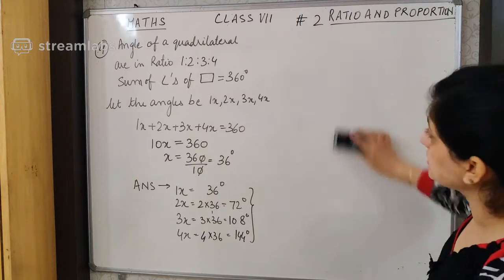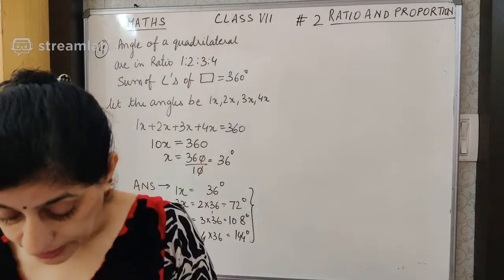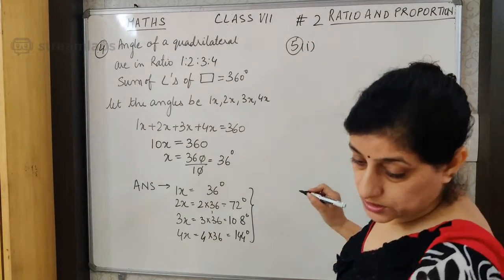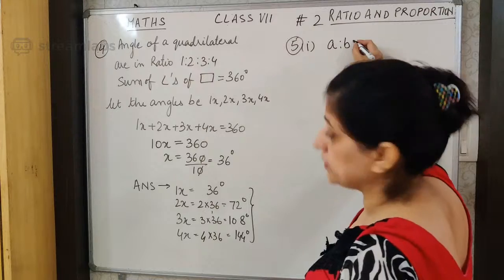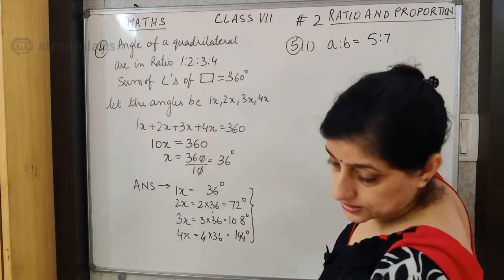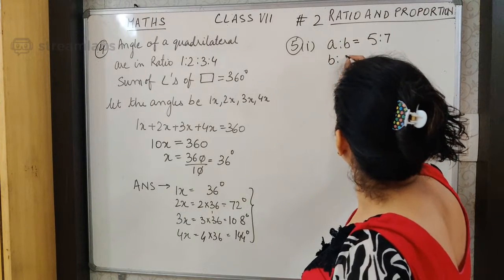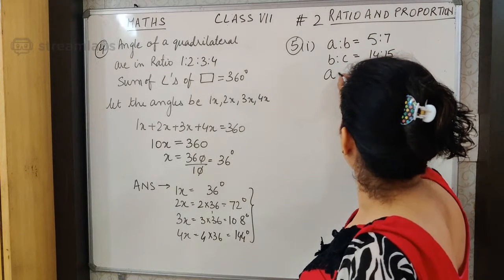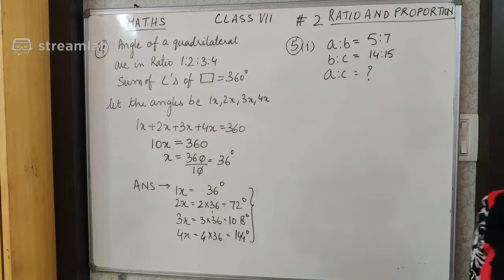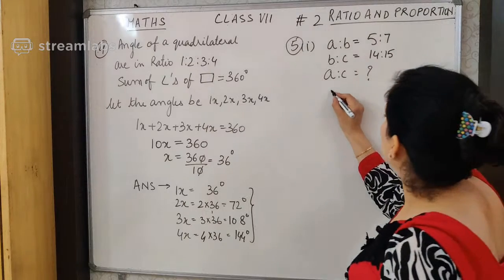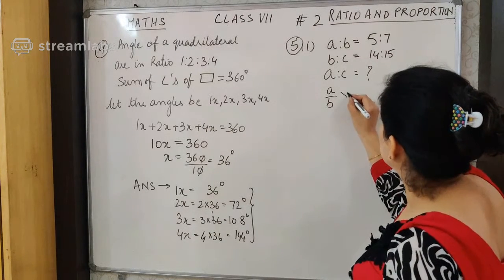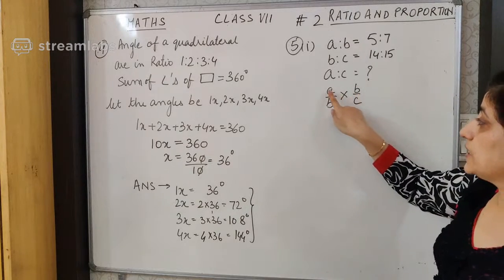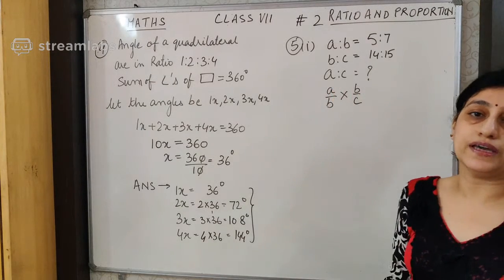Okay. Moving on to the next question, that is the fifth question for today. Let's have the fifth question, first part, and we'll do one more part for this type of question. It is given A ratio B is equal to 5:7. Then it is given B ratio C is equal to 14:15. And we have to find A ratio C. It looks difficult, but it's a very easy question. What we are going to do is A upon B multiplied by B upon C, because by doing this B and B will cancel, A upon C will come, which will be A ratio C.